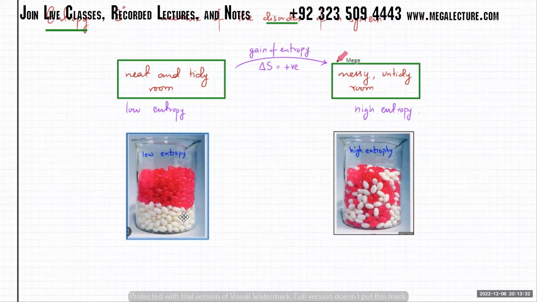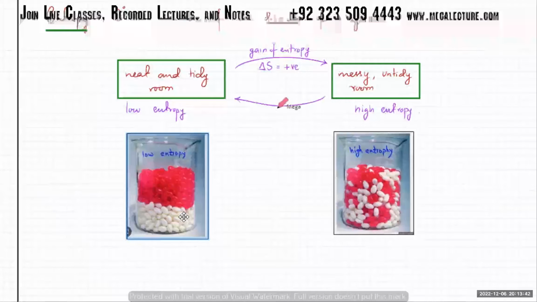Vice versa, if you're going back, that means you're losing, there's a loss of entropy. So you lose entropy.